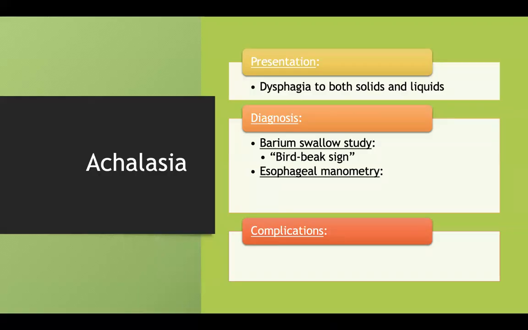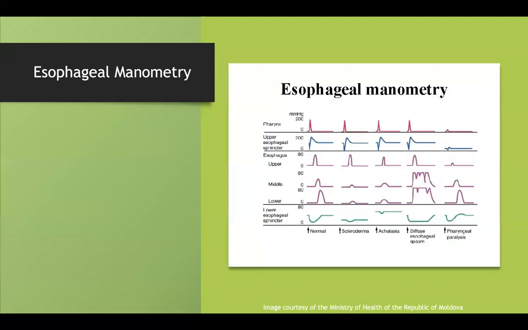Now you can also diagnose this through esophageal manometry, and it's going to show up as high lower esophageal sphincter pressure or tone and absent peristalsis. And so let's see what this looks like.